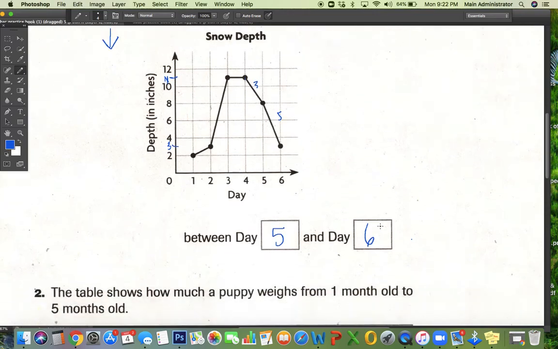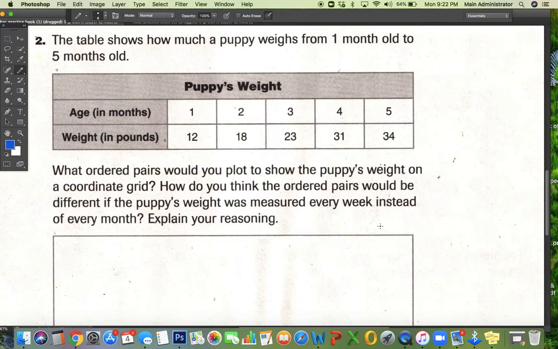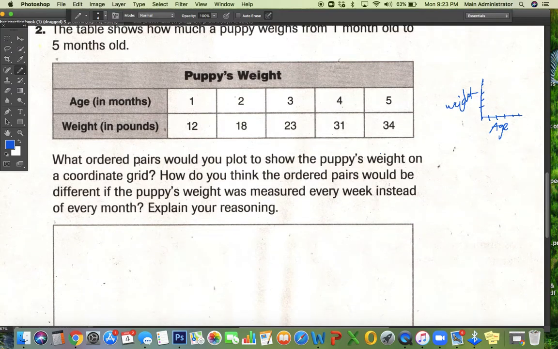Let's take a look at number 2. This is a chart showing a puppy's weight when they were weighed at 1 month through 5 months. And I have to do a reasoning explanation here. So what ordered pairs would you plot to show the puppy's weight on a coordinate grid? All right. If this is their age in months and then this is their weight in pounds, then we could do like the age and the weight. And plot 1, 2, 3, 4, 5, and then see how the puppy gains weight over time. So those could be our ordered pairs.